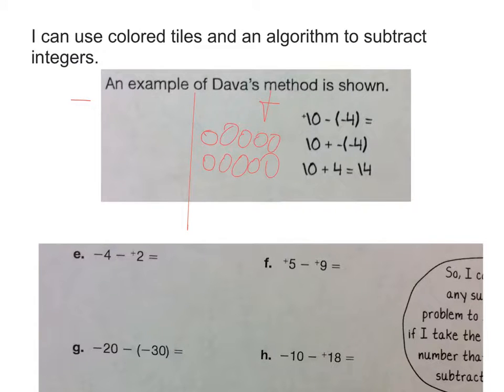If I was representing this with colored tiles or algebra blocks, I'd put the positive 10 on the positive side of my map, and then I have to take away negative 4. Well, I don't have any negatives, so what I have to do is add in zero pairs. Here's one negative, so I add in a positive so I stay at 0, a negative and a positive, a negative and a positive, a negative and a positive. So now I have 4 zero pairs, and this allows me to take away negative 4, which leaves me with basically 10 plus 4, and that's what she ended up with, and that equals 14.